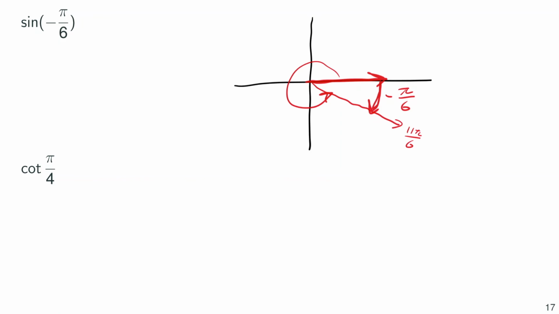And this is essentially what we get if we find the coterminal angle. So we can do negative pi over 6 plus 2 pi, which is 12 pi over 6, which is 11 pi over 6. So this will give us the same value as 11 pi over 6, which on the unit circle is negative half.